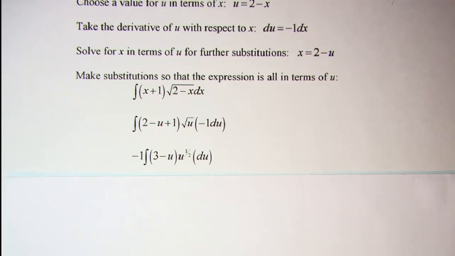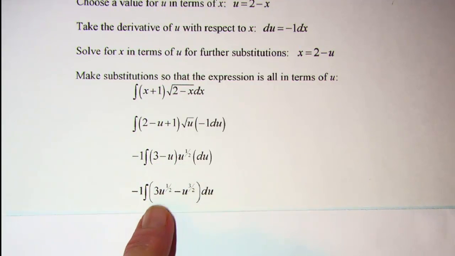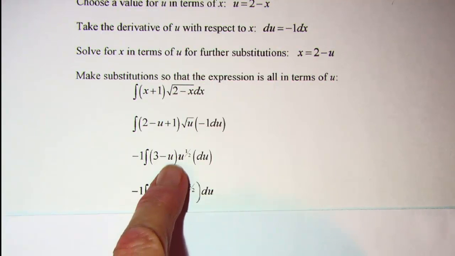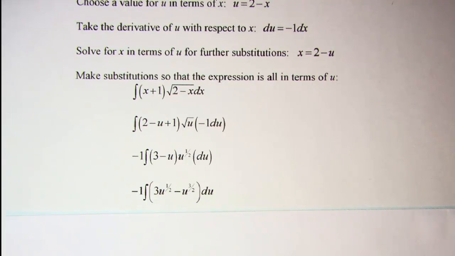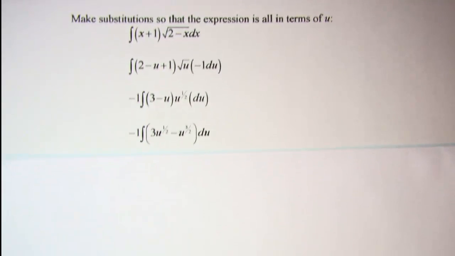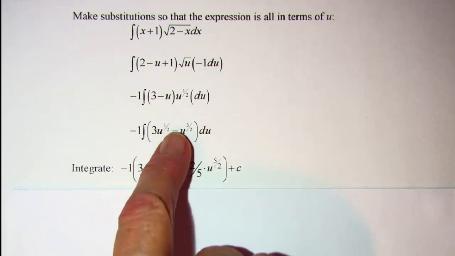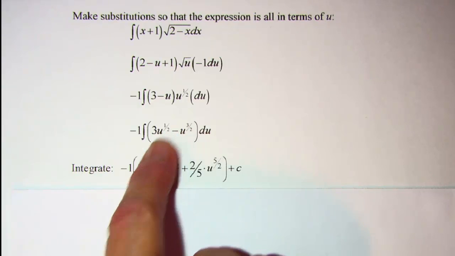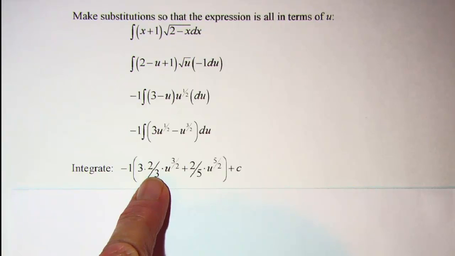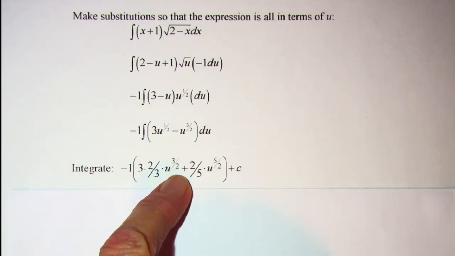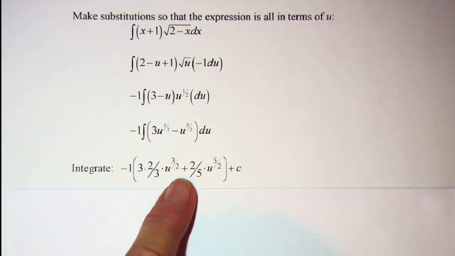Now I need to distribute that u to the 1/2 power. So I have 3 times u to the 1/2 minus, and then remember you add exponents, so u to the 1st power times u to the 1/2 power gives me u to the 3/2 power. Now I'm ready to integrate. So I have my negative 1 from out in front. Increase the exponent by 1, which will give me 3/2. So I have 3 times 2/3, because dividing by 3/2 is the same as multiplying by 2/3, u to the 3/2. And then this should be a minus here.